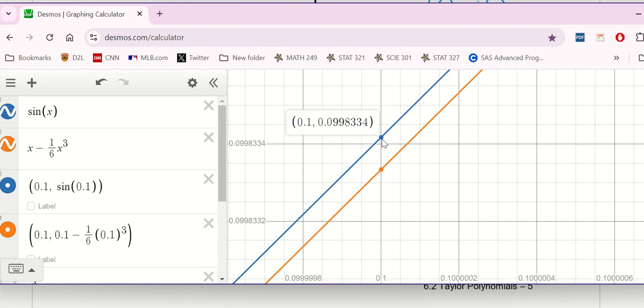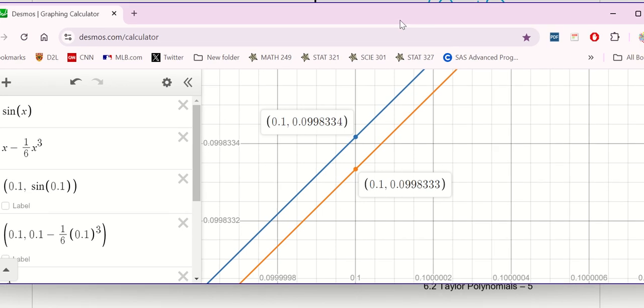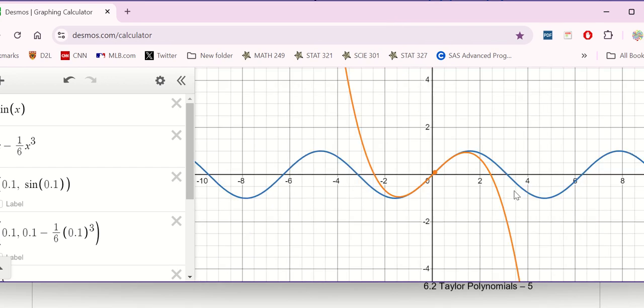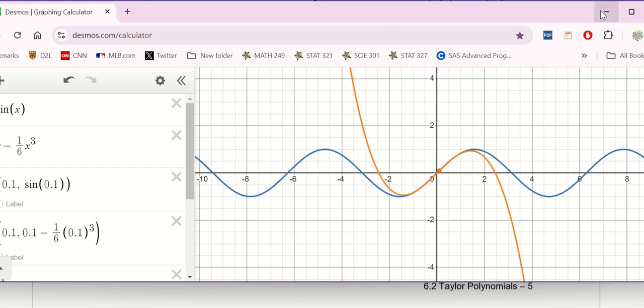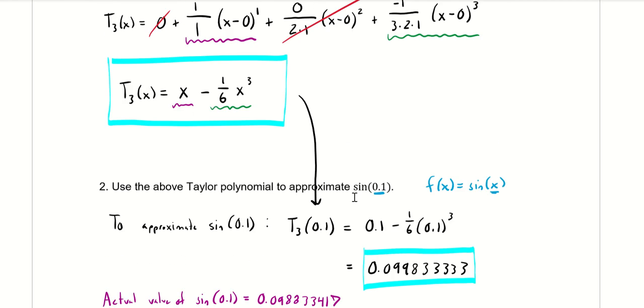Here's the value I'm trying to approximate, again the y coordinate. Here's my approximated value, 0.09983333 repeating. So really small difference in that y value between the sine of 0.1 and its approximation. And again, we did this without trig at all. We didn't have to plug anything into a sine function or a cosine function. We just needed to use our Taylor polynomial, which is pretty cool. So that's the idea of this approximation.